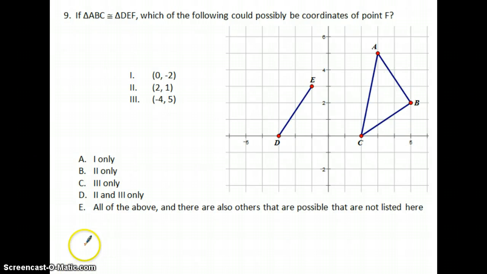Okay. In this triangle, which one could possibly, oh yeah, this was right off a test. People miss this all the time. Alright, where could point F be? Oh, let's look at these. 0, 2. Sorry, 0, negative 2.